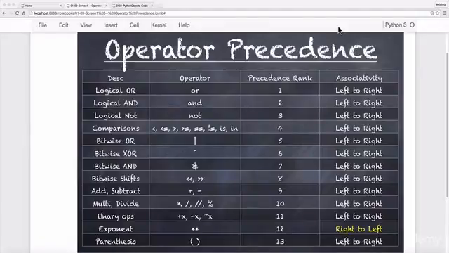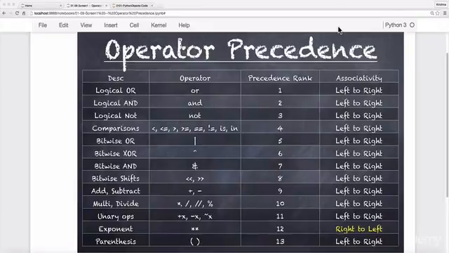Hi, welcome back. In this lecture, we'll see what the Python operator precedence rules are. In evaluating expressions, the Python interpreter follows some rules. These are called operator precedence and associativity rules. If there are multiple operators in an expression, the Python interpreter follows these precedence rules.